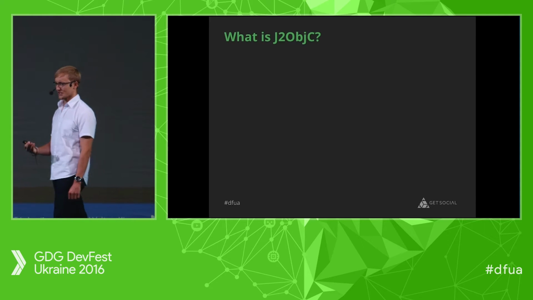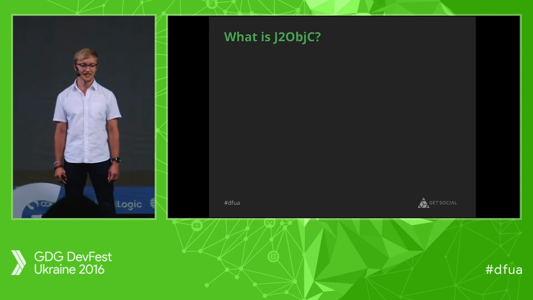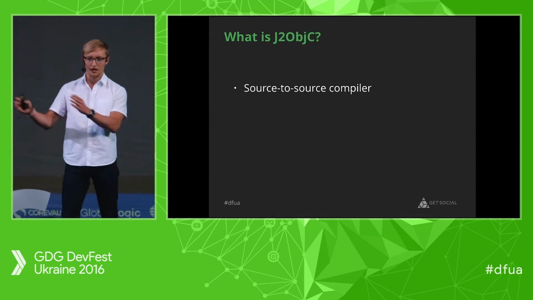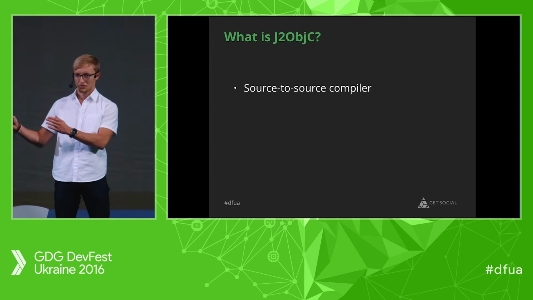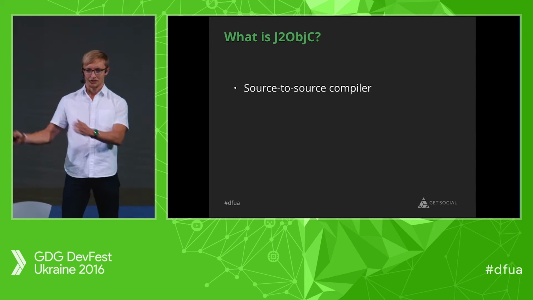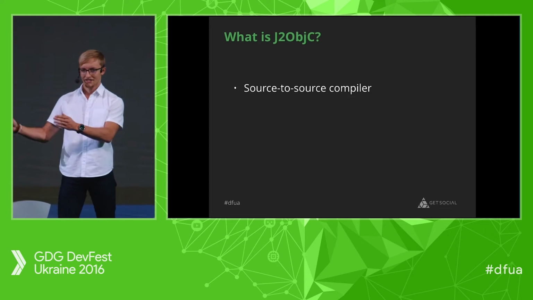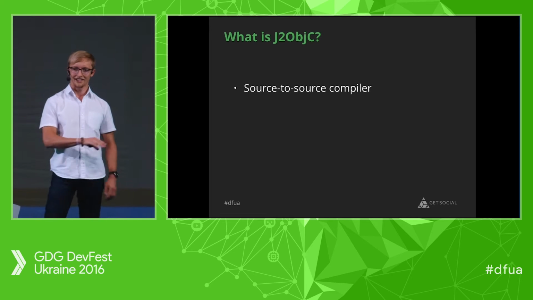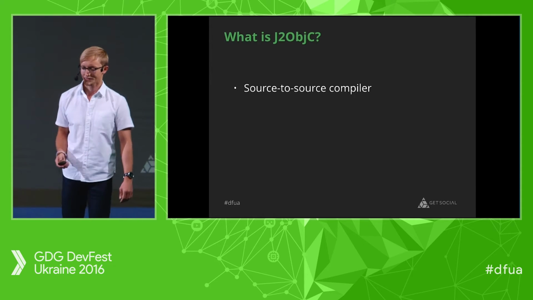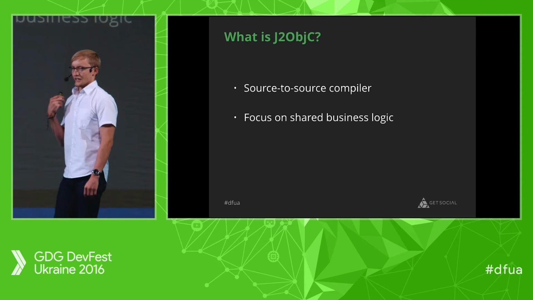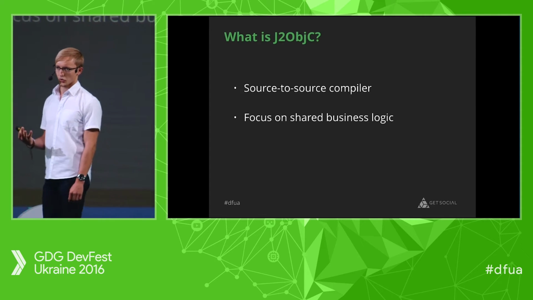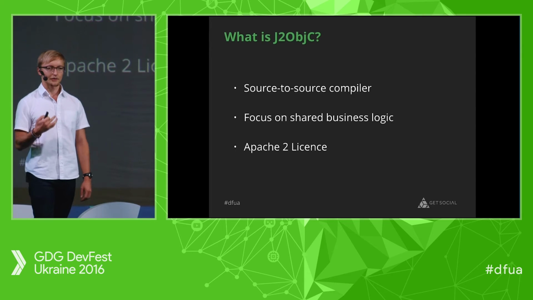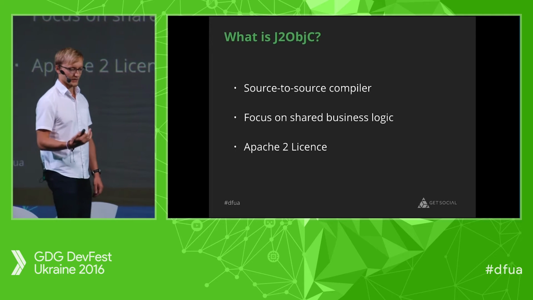So what is J2ObjC? First, and the most important point to understand, this is a source-to-source compiler. It's not bytecode to machine code. It's source-to-source. That means that we can translate only Java to Objective-C, not Kotlin to Objective-C, not Kotlin to Swift, not Java to Swift, Java to Objective-C. No bytecode or any machine code involved. J2ObjC focuses on shared business logic, not on the UI. And J2ObjC is fully open source and published under the Apache 2 license, which perfectly suits us.